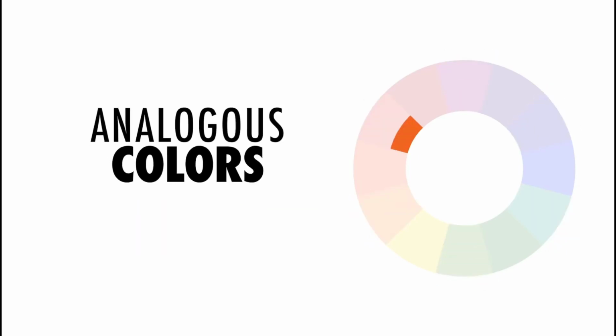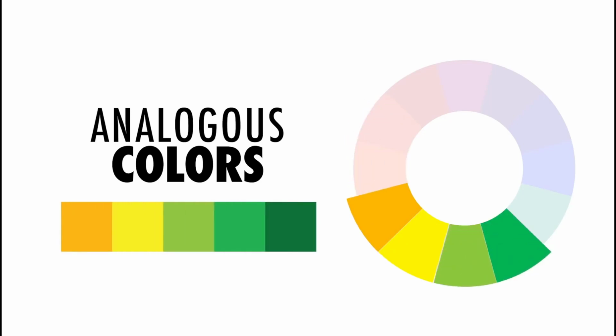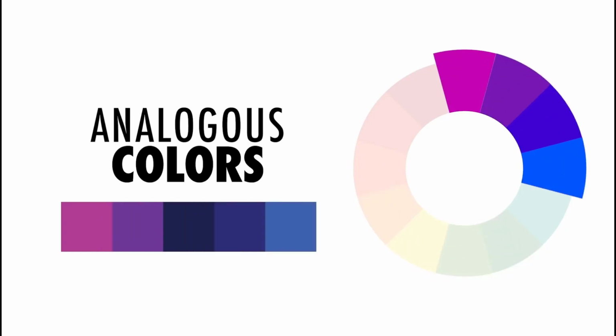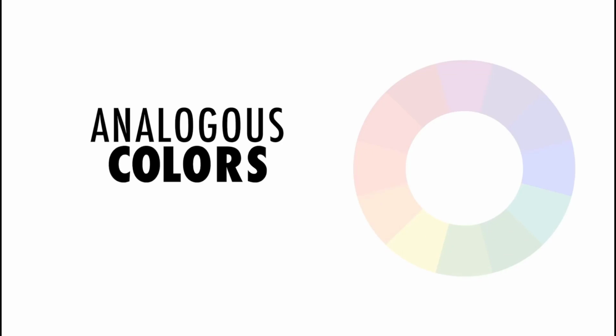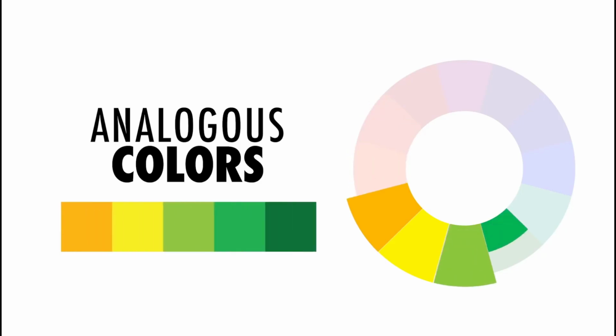The third important color scheme is called the analogous color scheme. Analogous color scheme uses colors that are adjacent to each other, or next to each other, in the color wheel, as you can see in this figure.